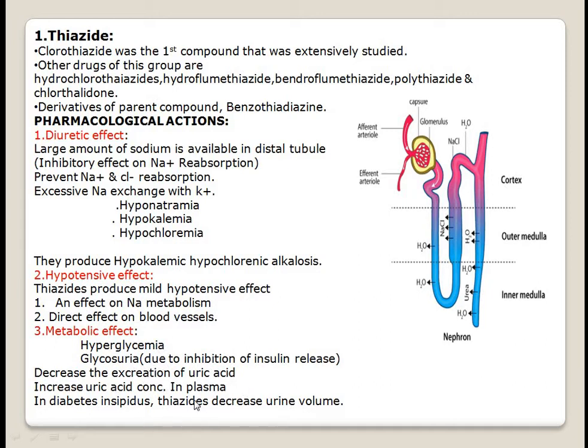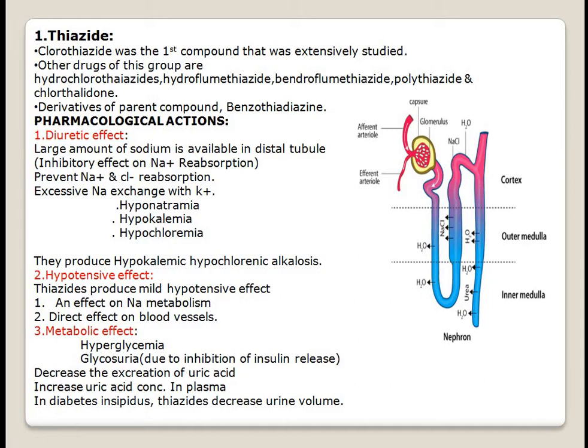Next, normally the thiazide's diuretic function is to increase the urine. But in diabetes insipidus, these thiazides will decrease the urine volume. It is the opposite, the function is decreasing here. So we have to consult the doctor, and according to that they will prescribe the drugs. Okay, this is all about the thiazides.